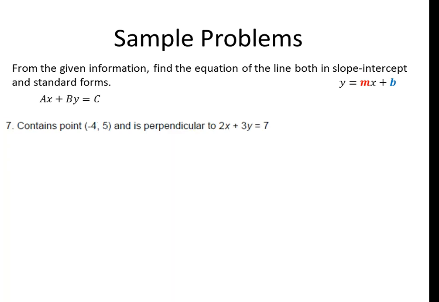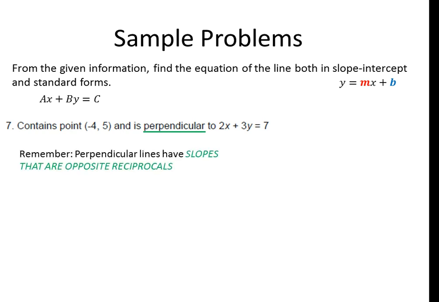Let's try another one. On this one, we have a point (-4, 5), and it's going to be perpendicular to 2x plus 3y equals 7. Key word here is perpendicular. From your notes, perpendicular lines have slopes that are opposite reciprocals.